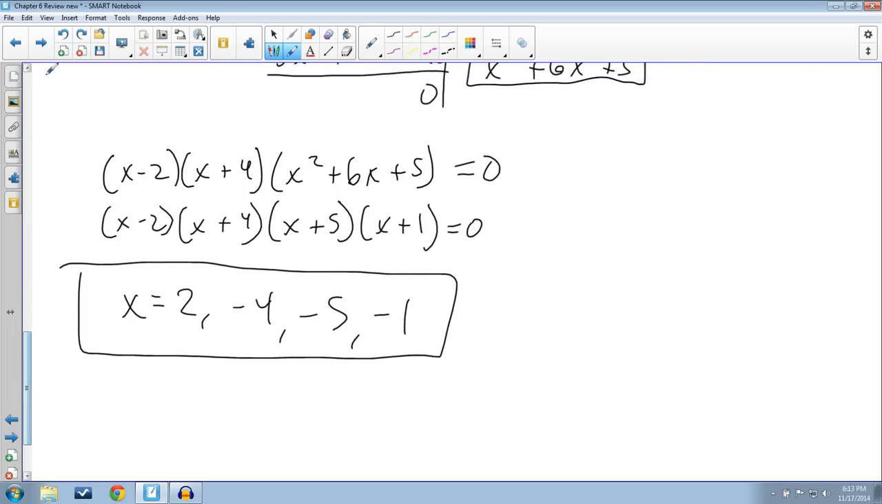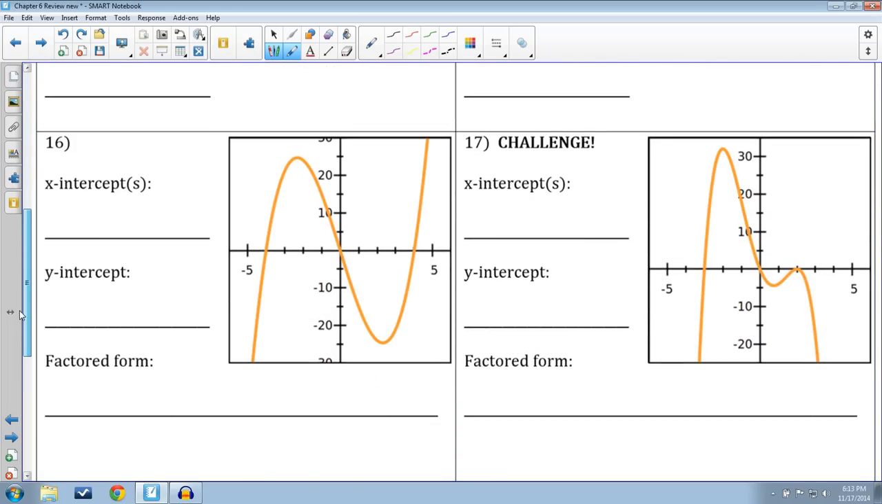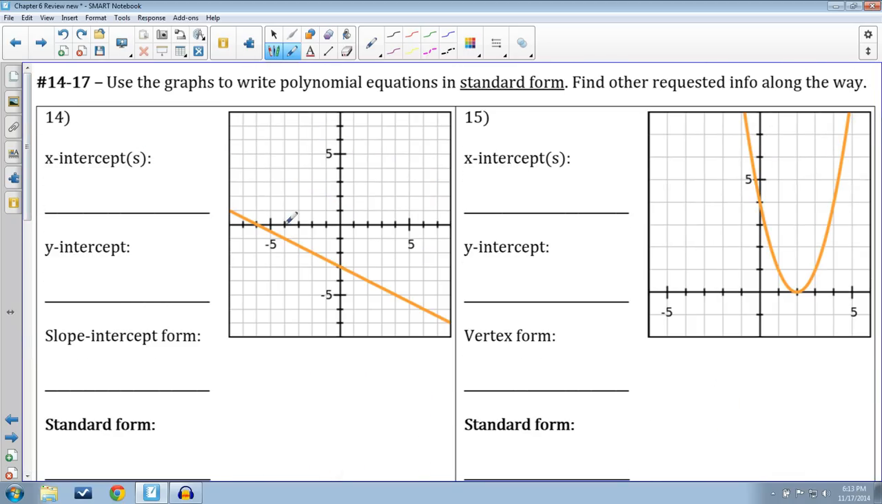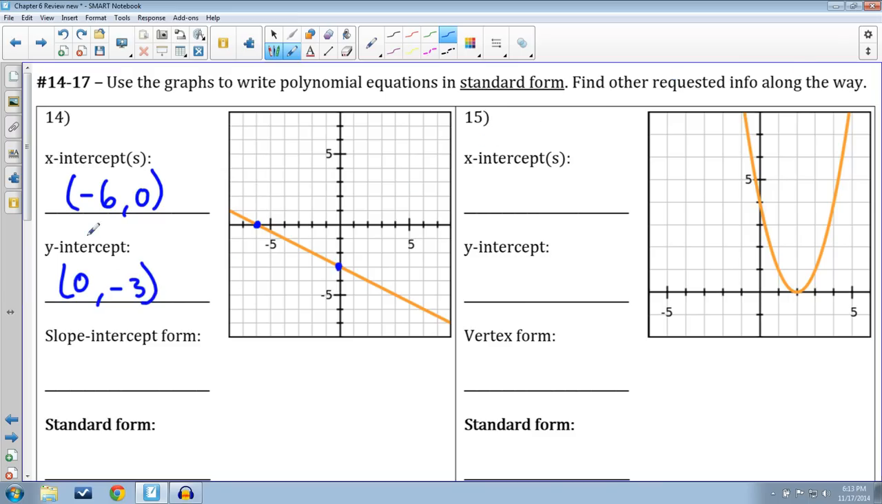All right. Let's finish this off. We got 4 more problems. Now these ones, there's some challenge right here, but oh, we got linear again. Do you remember how to do that? Aha, see? We're trying to make sure that you're still ready for your final. X-intercept, or intercepts. You can't really have multiple here unless it was a horizontal line. Negative 6, 0. Y-intercept, 0, negative 3. Oh, by the way, what we're going to do is eventually we're going to write things in standard form. That goes all the way down here. Meanwhile, find the other requested info along the way, because it'll help you. Slope-intercept form. Do you guys remember that?